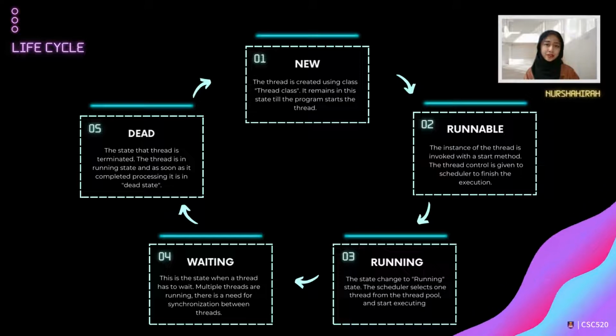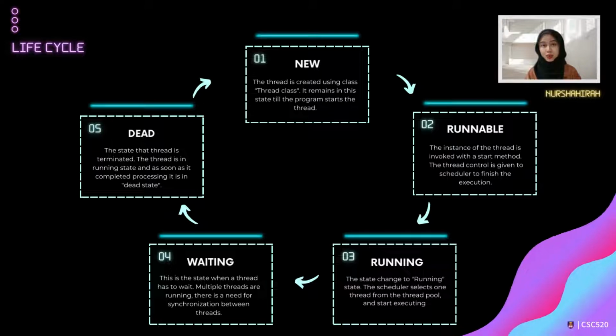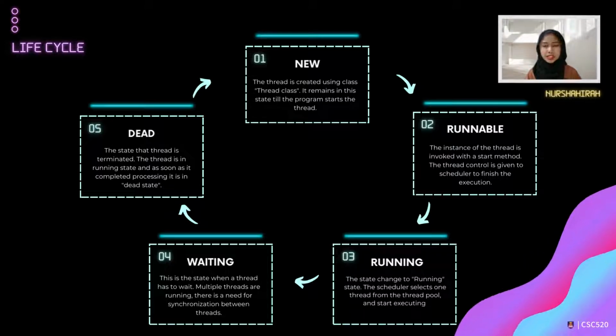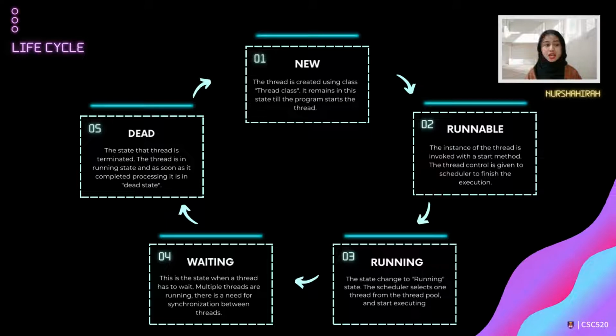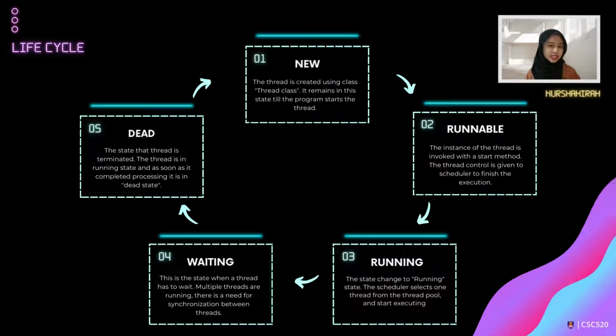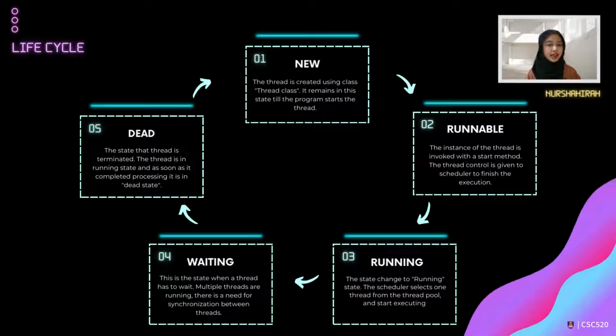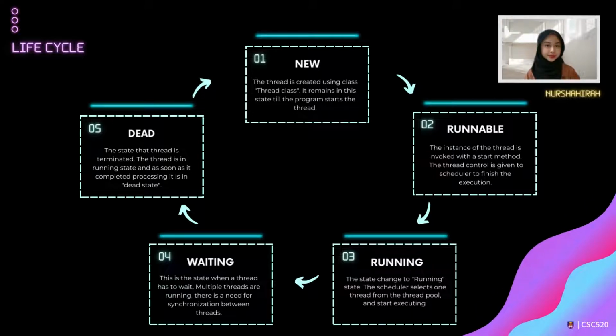Next, for the fourth phase is waiting. This is the state where the thread has to wait. As there are multiple threads that are running in the application, there is a need for synchronization between the threads. Hence, one thread has to wait till the other threads are executed. Therefore, this is the state that is referred to as the waiting state.